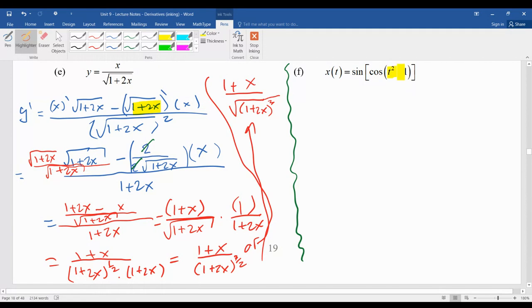So here's the first inner function. The second one is a cosine. The third one is a sine. So this is one of the more straightforward ones. What's the derivative of t squared plus 1? Well, that's 2t. What's the derivative of cosine? That's negative sine. What's the derivative of sine? That's cosine.